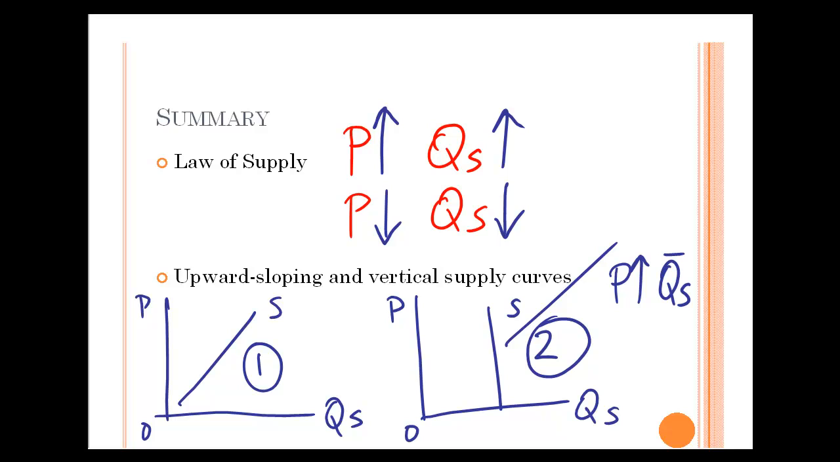In reality, some supply curves look like 1, and some supply curves look like 2. Again, with respect to 2, supply curves can look like that if the producer doesn't have enough time to produce more units of the good as price goes up. Or it can look like that, the vertical supply curve, if we're talking about a good that can't be produced any longer.